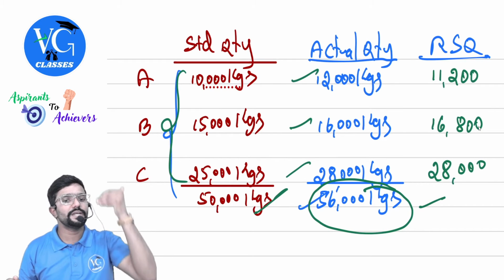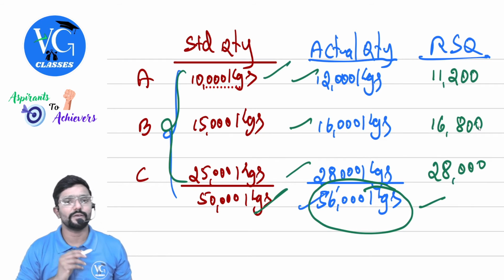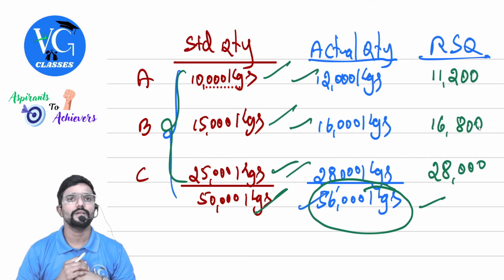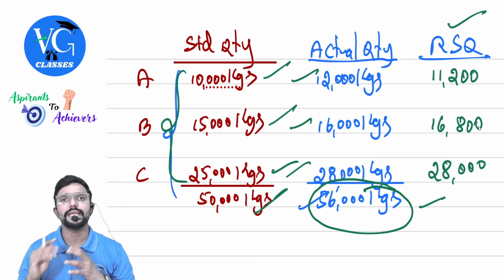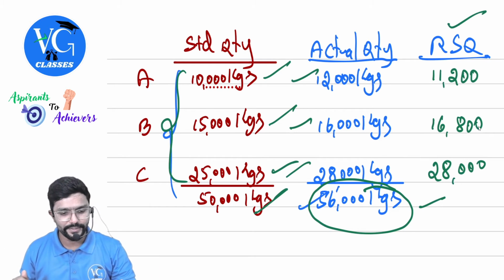So 56,000 divided by 50,000 into how much for A? 10,000. How much for B? Into 15,000. How much for C? Into 25,000. We will get what, guys? RSQ. That is revised standard quantity.